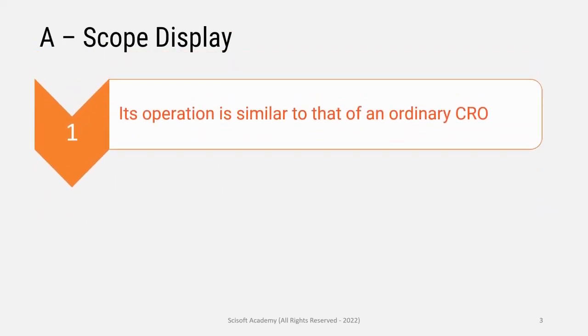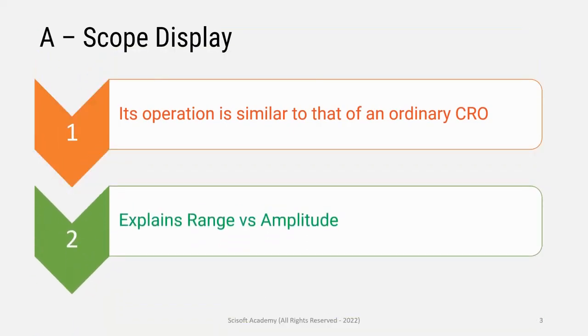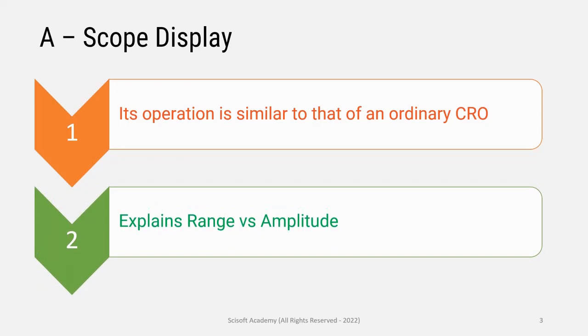A-scope display's operation is very similar to that of an ordinary cathode ray oscilloscope. It shows the graph between the range and amplitude based on the echo signal received. We already know that the range is the actual distance between the antenna and the target.